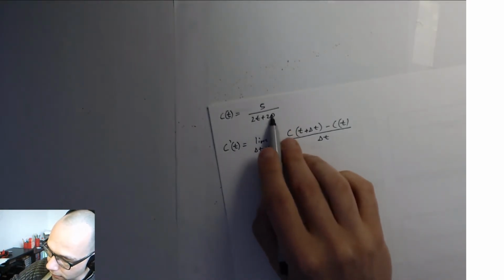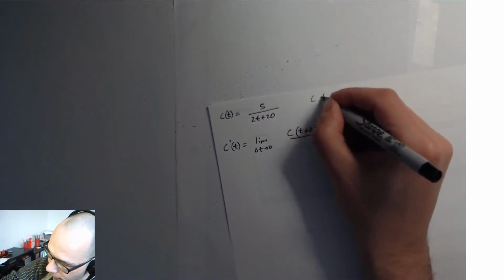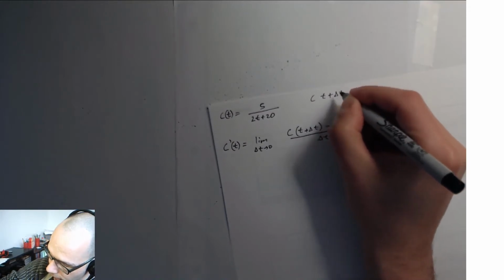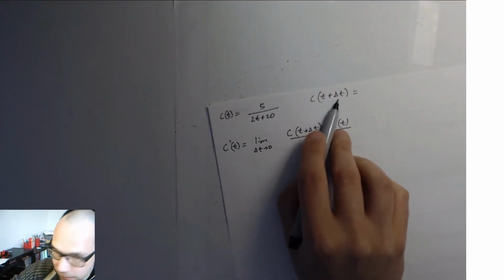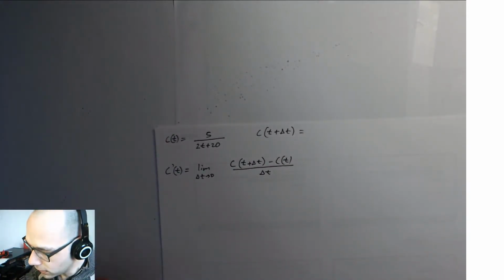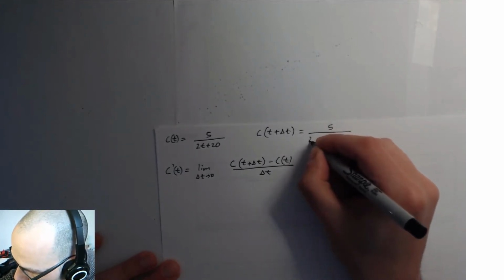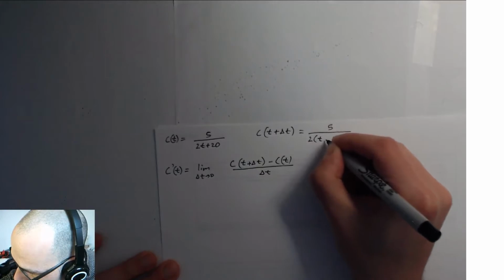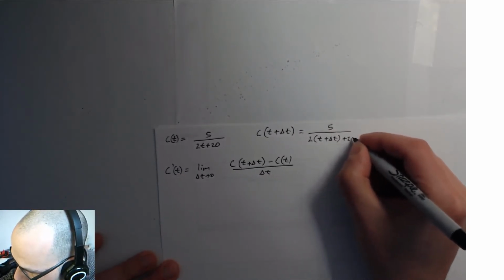So c of t is right here. We have to find c of t plus delta t, which is going to be on top right here. So I have to replace t by t plus delta t. That's what I have to do to find the expression of c of t plus delta t. So it's going to be 5 over 2 multiplied by t plus delta t, just like I previously did.